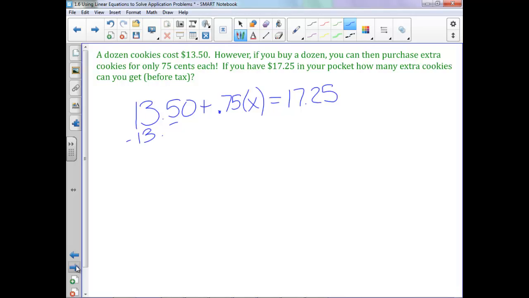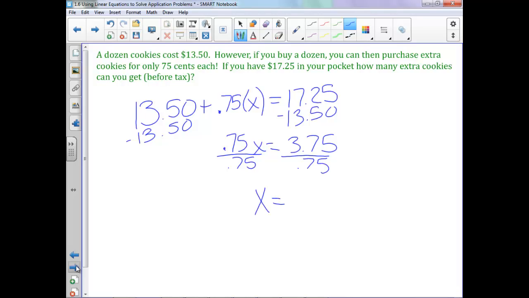So subtract the $13.50 from both sides. And we're left with 0.75x equals 3.75. Divide by 0.75. Or think, how many times does 75 cents go into $3.75? 5 times. So this means we can buy 5 extra cookies with the money that we have.